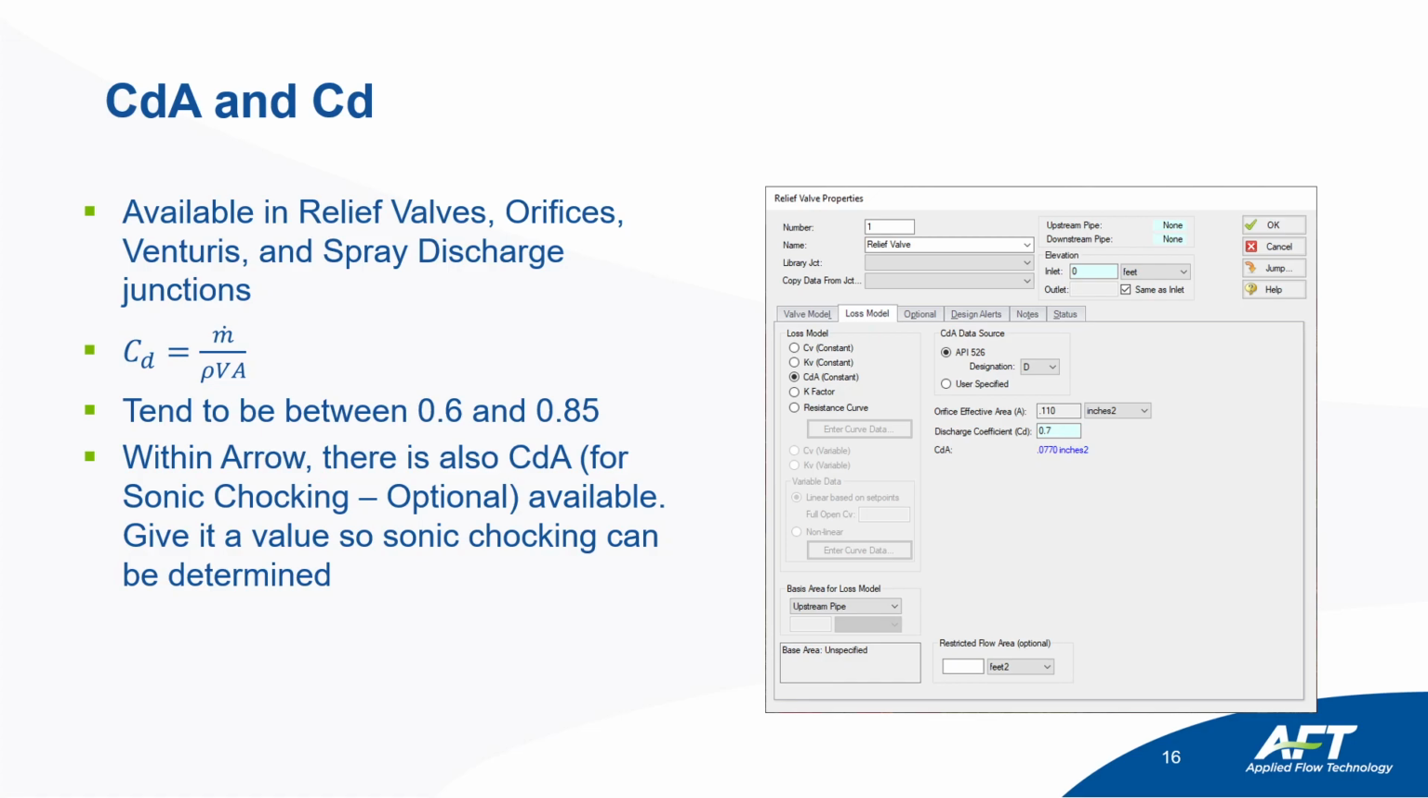It's optional, but if you are concerned about sonic choking happening at a valve, at orifices, then you need to enter this value. That is because Aero will calculate and say, I believe there is sonic choking, but I don't know for certain unless the user enters this value. You enter the value, and then it can say for certain, yeah, sonic choking, you are constricted to Mach 1 at that orifice.